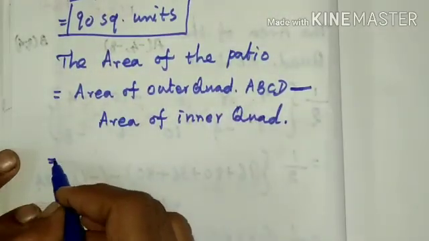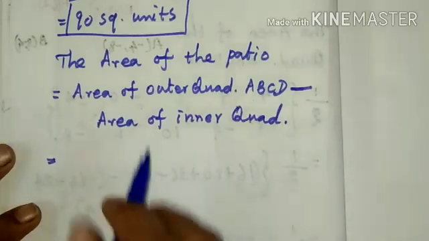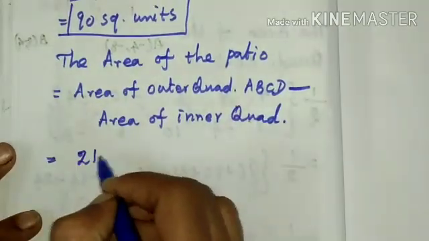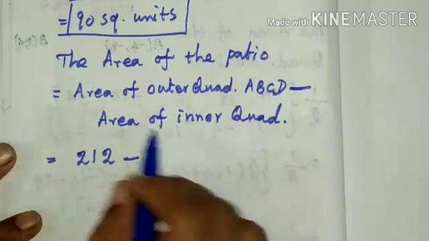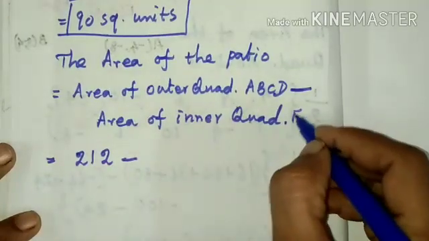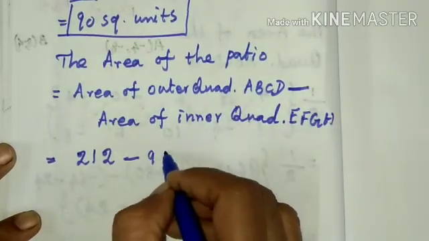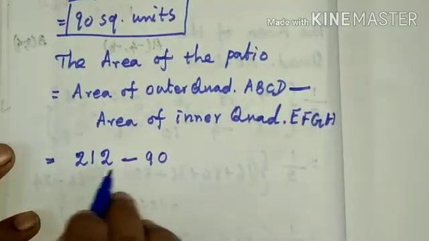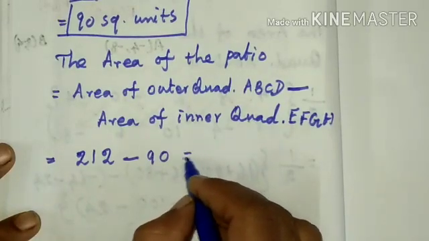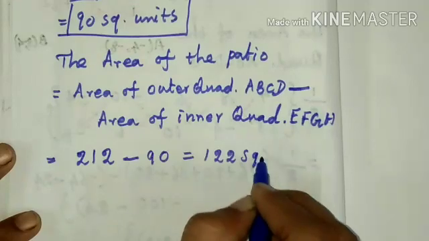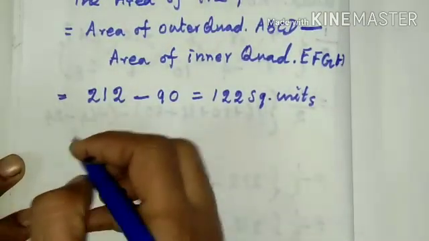From the previous step, we have the area of the outer quadrilateral ABCD, 212 square units, minus the area of the inner quadrilateral EFGH, which is 90 square units. Then 212 minus 90 is equal to 122 square units. Answer, you take down and write.